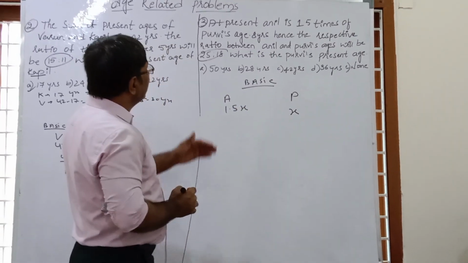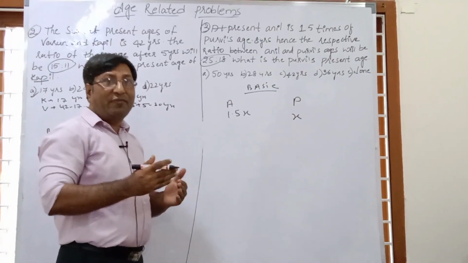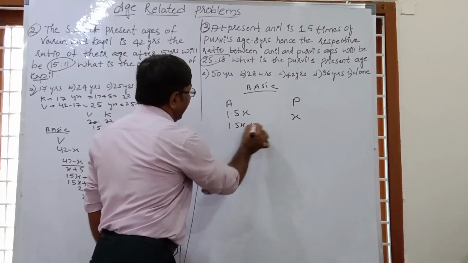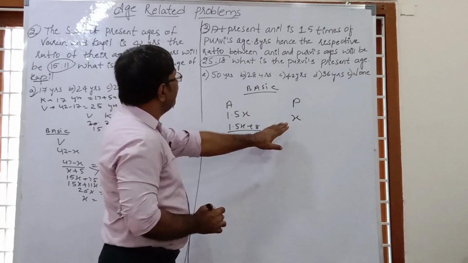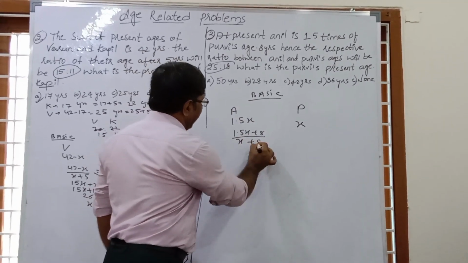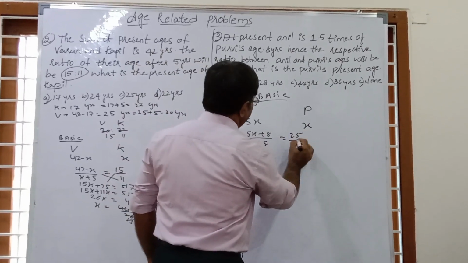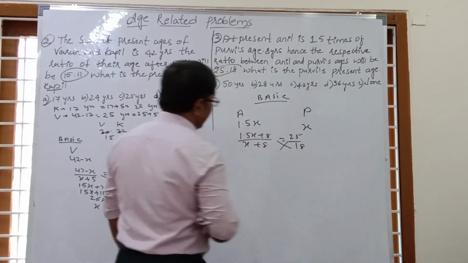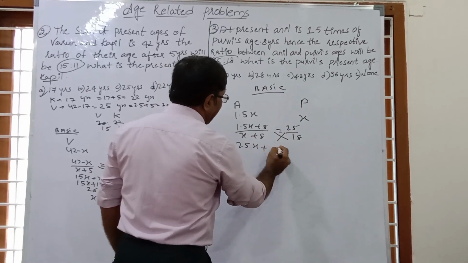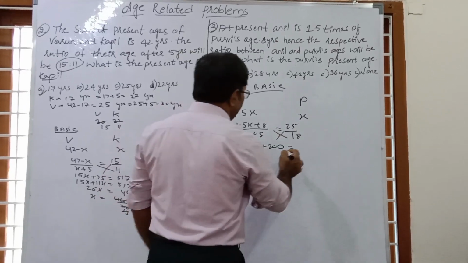Now according to the question, after 8 years. So if Anil's present age is 1.5x, then after 8 years it will be added 8. So 1.5x plus 8. In the same way, Purvi's present age is x, so after 8 years her age will be x plus 8. This is equal to what? According to the question, 25 upon 18. Now cross multiply this. So you will get 25x plus 25 into 8, 8 5 is 40, 8 2 is 16, 4, 20. And this is equal to what?